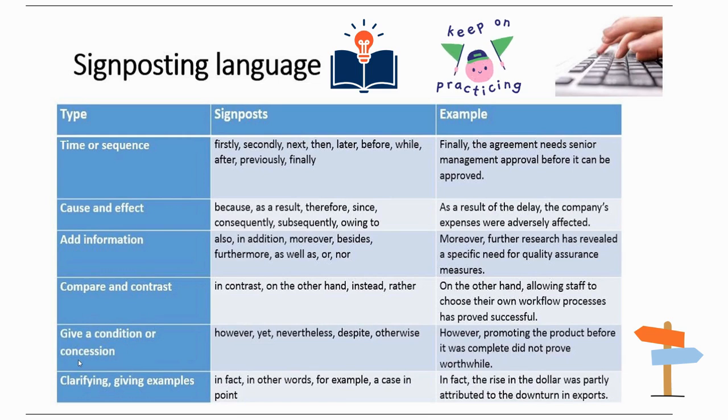Next, give a condition or concession: however, yet, nevertheless, despite, otherwise. What are these? We are saying something, but now we are also giving a condition to support our previous statement. For example: "However, promoting the product before it was completed did not prove worthwhile."